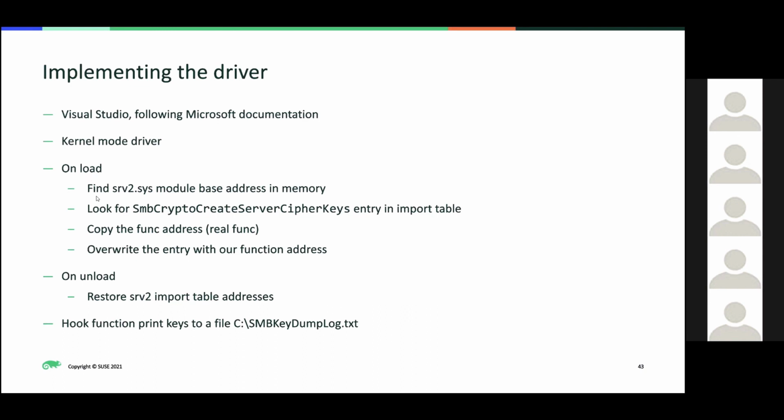Once your module is loaded, the first thing it needs to do is find the SRv2 module base address. Once it has the base address, it will parse the PE header to find the import table and find this function in the table. Copy the address, which is the real function that needs to be called. Override the entry with our hooked function, as we saw in the diagram. And when you unload your hook, we just restore whatever addresses were there, so that unloading our module will restore the basic functionality that was there before.